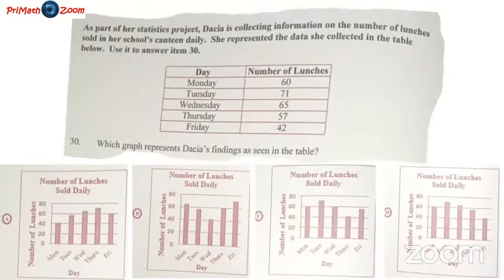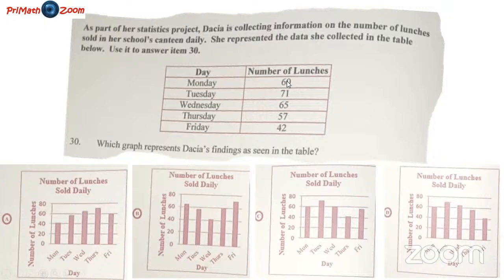As part of our statistics project, Dacia is collecting information on the number of lunches sold in her school's canteen daily. She presented the data she collected in the table below. Use it to answer item 30. Which graph represents Dacia's findings as seen in the table?